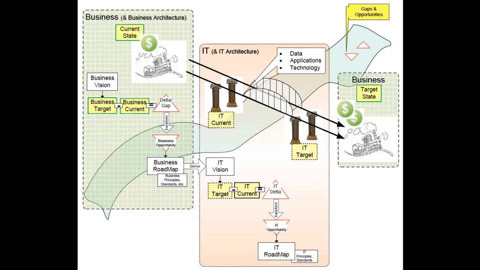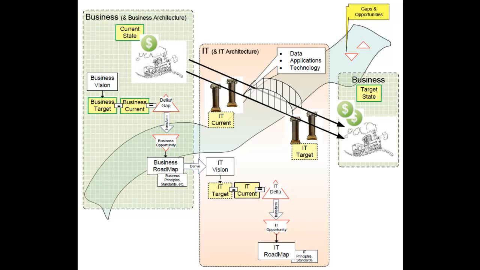How does IT do this? As soon as the business formulates its direction and destination within the business roadmap, as well as its vision statement, the IT architects use this knowledge to develop the IT vision and the IT roadmap, and do the same magic with it, resulting in the IT target/current state.